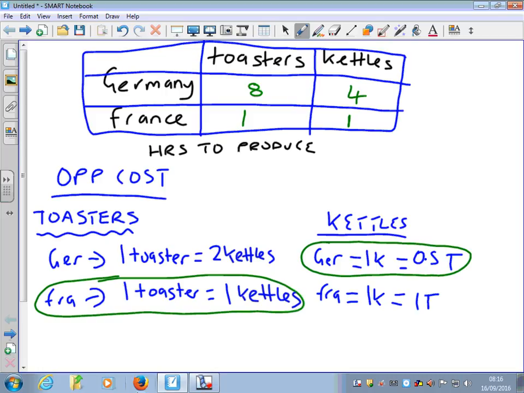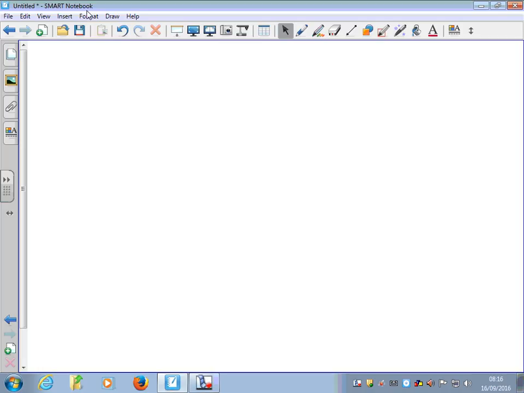So based on this, what we would argue is that the French should focus mainly on the production of toasters. That's what they have the relative opportunity cost in. And the Germans should focus on kettle production. Now what we can do is think about total production. And I'm just going to base this on a 24-hour period of time. So we're now looking at production. And what I'm going to focus on, first of all, is production before trade.